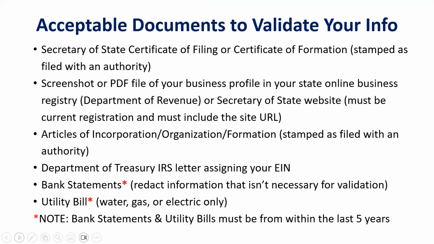The following is a list of acceptable documents that you may submit. Recommended file types include PDF, PNG, or JPG. Secretary of State Certificate of Filing or Certificate of Formation stamped as filed with an authority. Screenshot or PDF file of your business profile in your state online business registry, such as Department of Revenue or Secretary of State website, must be current registration and must include the site URL. Articles of incorporation, organization, or formation stamped as filed with an authority.